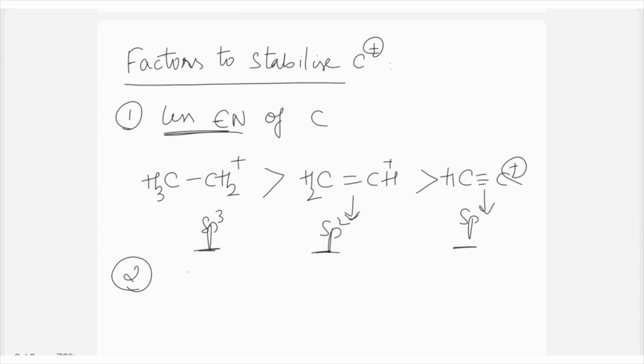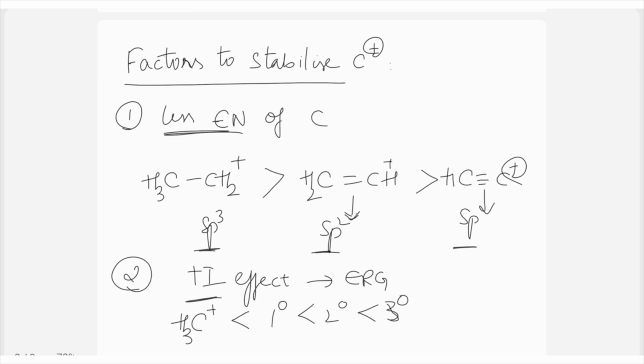And the second factor is the plus I effect. Plus I effect is nothing but an electron releasing group present on the carbon. So whenever there is an electron releasing group, that will stabilize the carbocation by donating electrons. So obviously the methyl carbocation is less stable compared to primary, compared to secondary, and compared to tertiary carbocation, because of the more number of plus I groups on methyl, then ethyl, then secondary and tertiary carbocations.